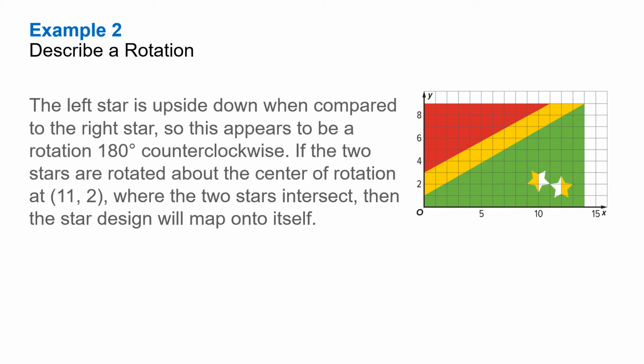The left star is upside down when compared to the right star. So this appears to be a rotation of 180 degrees counterclockwise. If the two stars are rotated about the center of rotation at (11, 2), where the two stars intersect, then the star design will map onto itself.